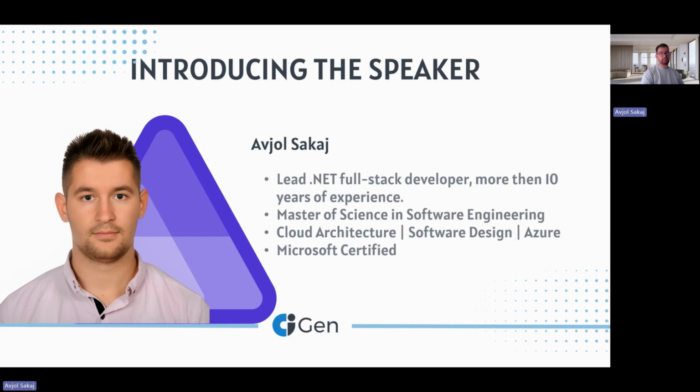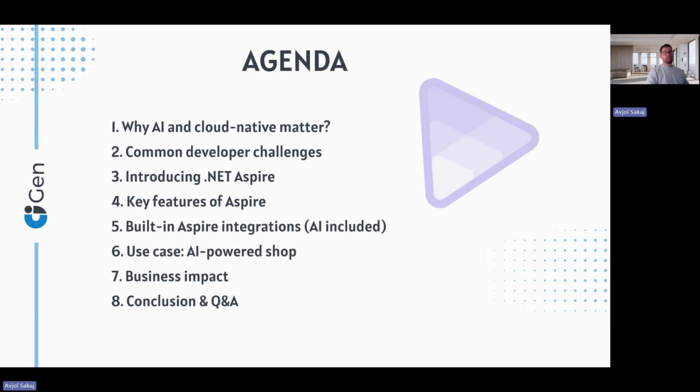So let's get started. The agenda for today, what we will cover. First, we will have a look at why AI and cloud-native architecture have become a strategic priority, not just from a technical point of view, but also from a business perspective. Second, we will highlight the typical challenges developers face when building modern distributed applications, from orchestration to integration and, of course, development. There is some configuration in between, but we will have a look at them.